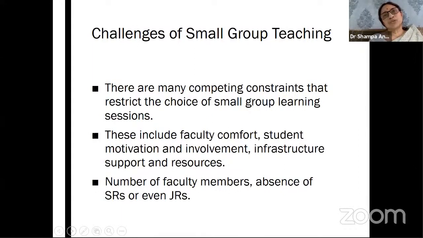How many faculty members do we have? Mostly in a medical college now, they have decreased the number of faculty members in the department. And at the same time, they are emphasizing small group teaching. And many colleges don't have senior residents or even MD junior residents to teach in small groups. So these are the challenges.